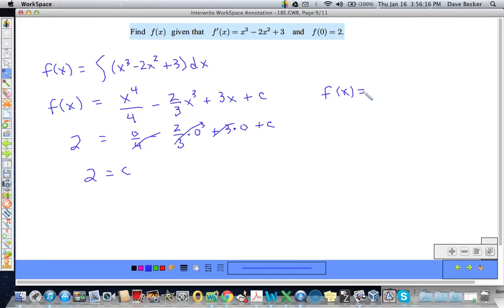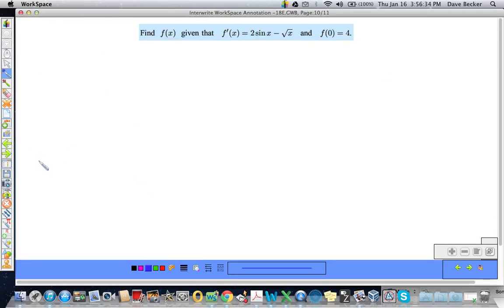I guess I should be consistent with how I write each term. X to the 4th over 4. So I'm just going to write this as minus 2x cubed over 3 plus 3x, and I just found out that c is 2. So that's all there is to it. It's integration and then a little bit of algebra. Let's take a look at another one. Just a little bit, maybe a bit more complicated of an integral. Same idea, f of 0 equals 4.